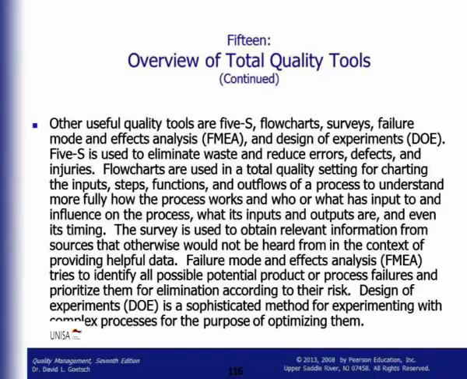Other useful quality tools are the 5S, flowcharts, surveys, failure mode and effect analysis, and design of experiments. The 5S is used to eliminate waste, reduce errors, defects, and injuries. Flowcharts are used in a total quality setting for charting the inputs, steps, and functions and outflows of a process to understand more fully how the process works and who or what has input to and influence on the process, what its inputs and outputs are, and even its timing.